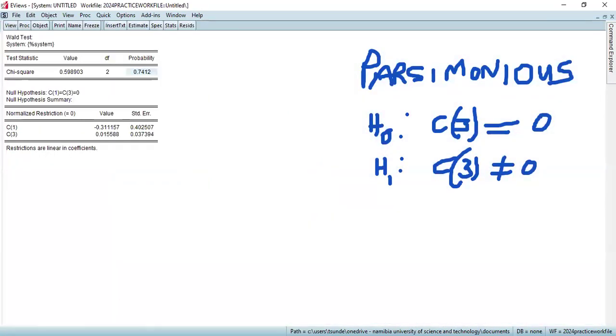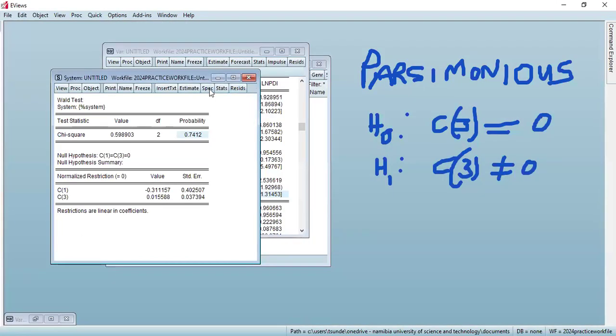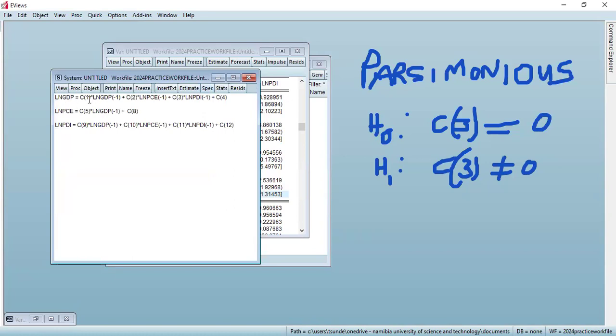Let me go back to the system. Okay, so we go to specification. We remove C1 and C3. That's it. Then we estimate again to see how our results change.